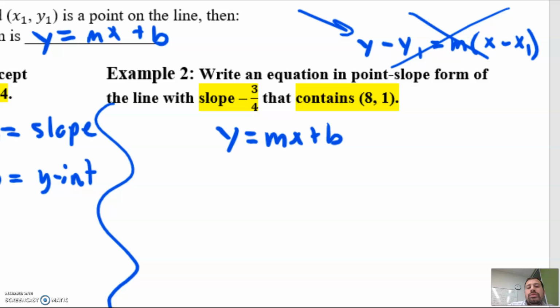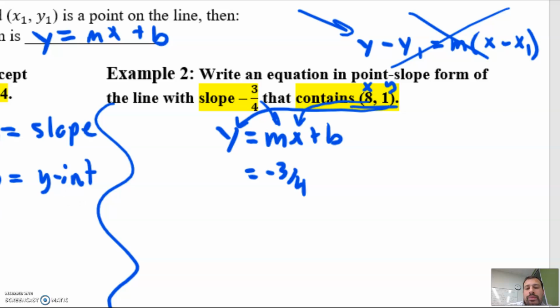Well, we have the m value. The m can be replaced with negative 3/4 because that's the slope. But I don't have the b, so I'm actually going to use this point. And watch how I use this point to figure out my b value. I'm going to plug this in. So the coordinate (8, 1) represents an x of 8 and a y of 1. So I'm going to take the 1 and plug it in for the y. I'm going to take the 8 and plug it in for the x. And I've already plugged in the slope for m.